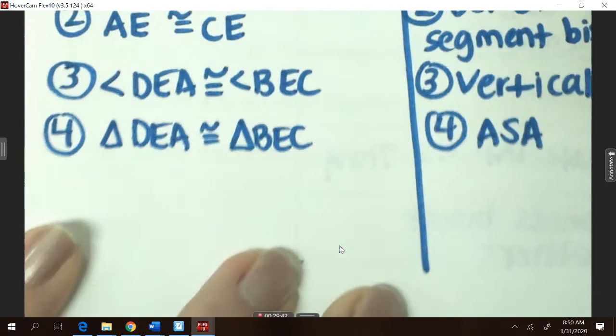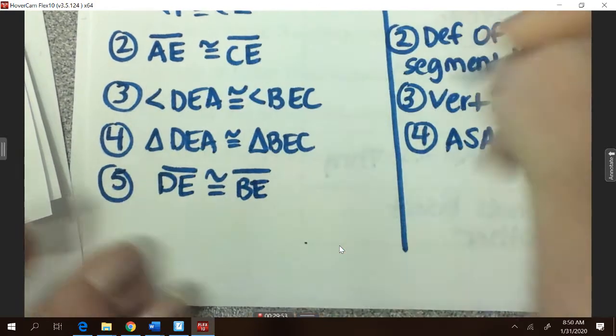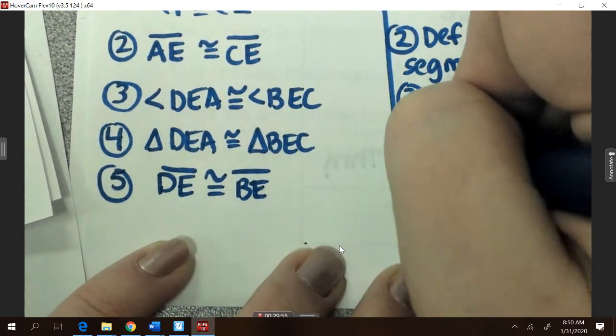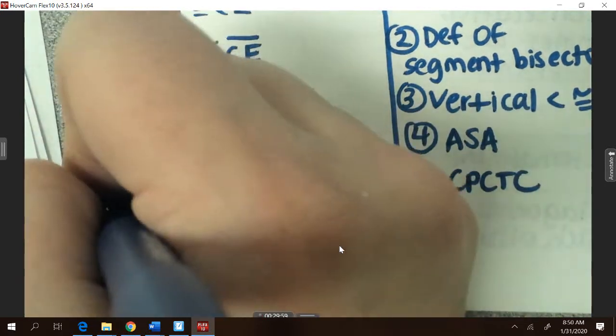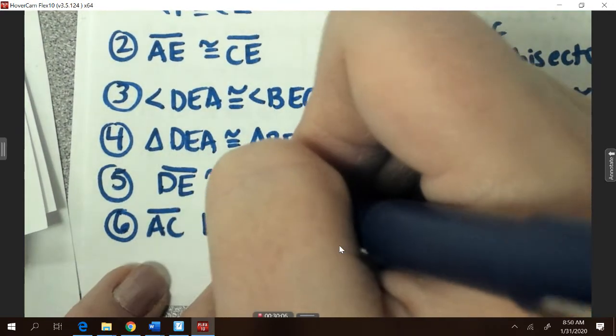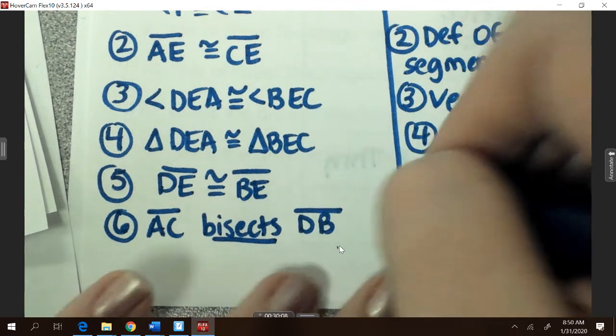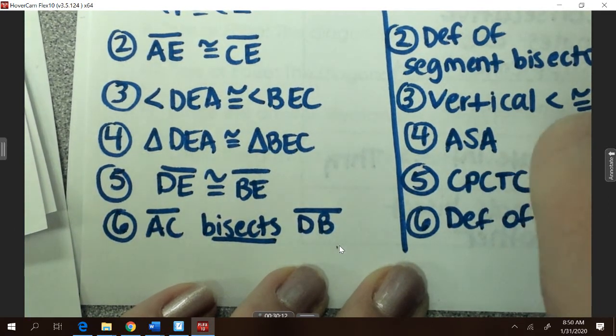Okay, so I'm going to come back over here for step 5. I'm going to say that segment DE is congruent to segment BE. Right, and that's because corresponding parts of congruent triangles are congruent. Once I've got that, I know that AC bisects DB by definition of a segment bisector.